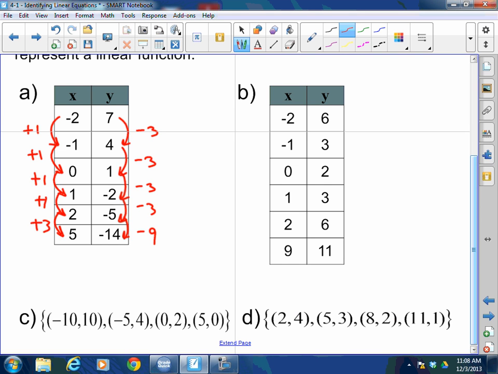Okay, now, please pay attention. Remember, we're looking at whether the y over the x must be constant. It has to be the same for every single change here.